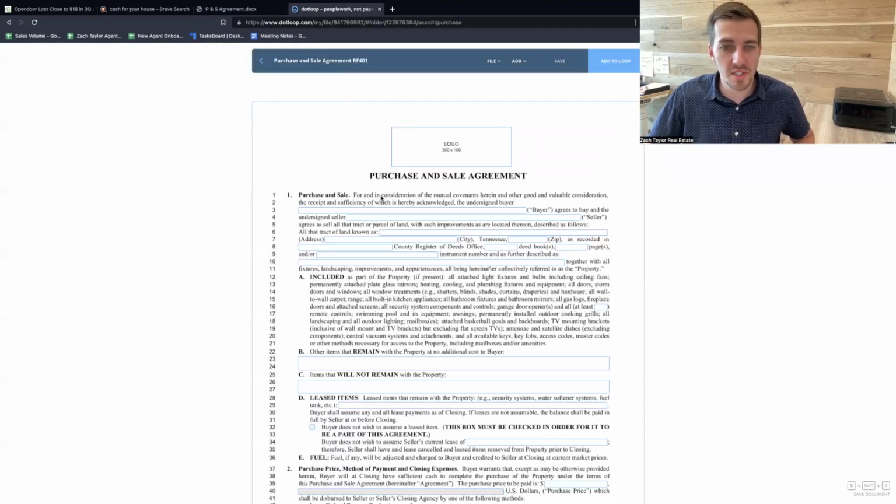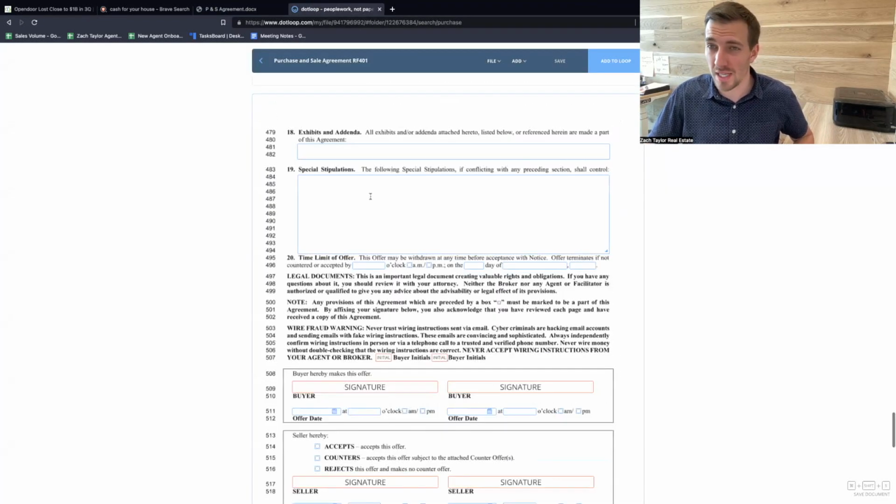Or you will see in the contract, maybe in special stipulations or somewhere else, some sort of phrasing that says this contract is contingent upon my business partner viewing and approving of this property by the closing date. If they don't approve, we can terminate and get our earnest money back. Now, that's another telltale sign that you could be dealing with a wholesaler.